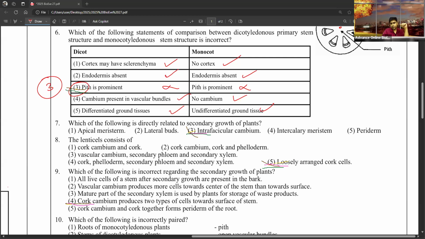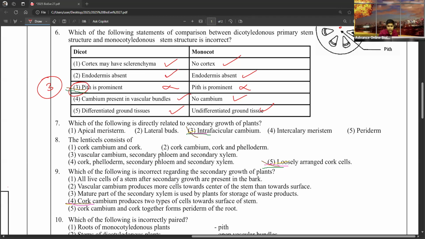Cortex is mainly made of parenchyma, yeah. Right, next. Next one. Question number 7.